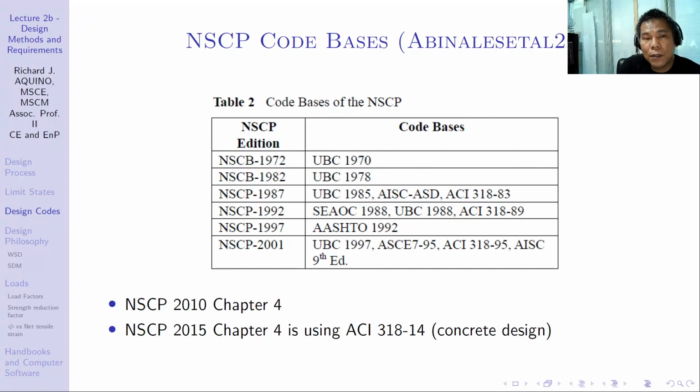Okay, so that's all for the ACI and NSCP code, and I hope you have an idea of how it was updated. And normally ACI is updated every 3 years, and NSCP depends on the committee how fast they can update the document. Okay, so that's all for this topic. Thank you.